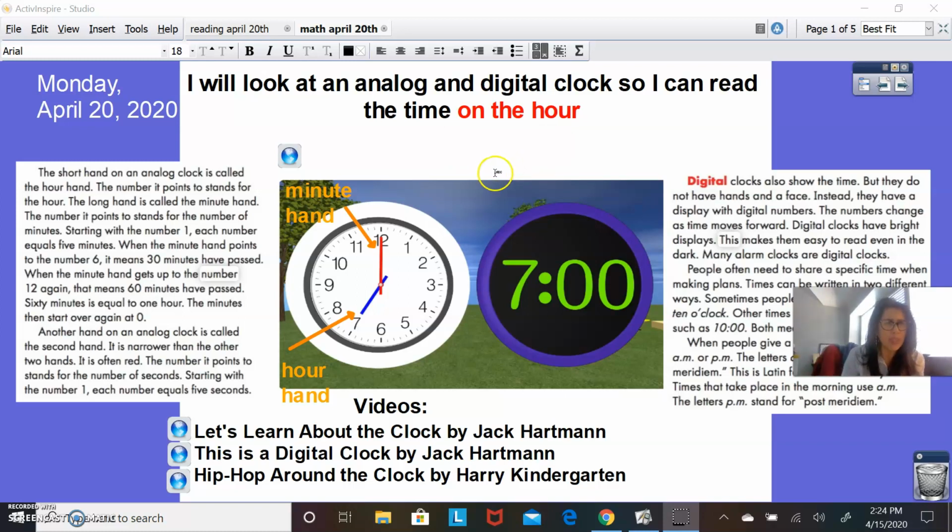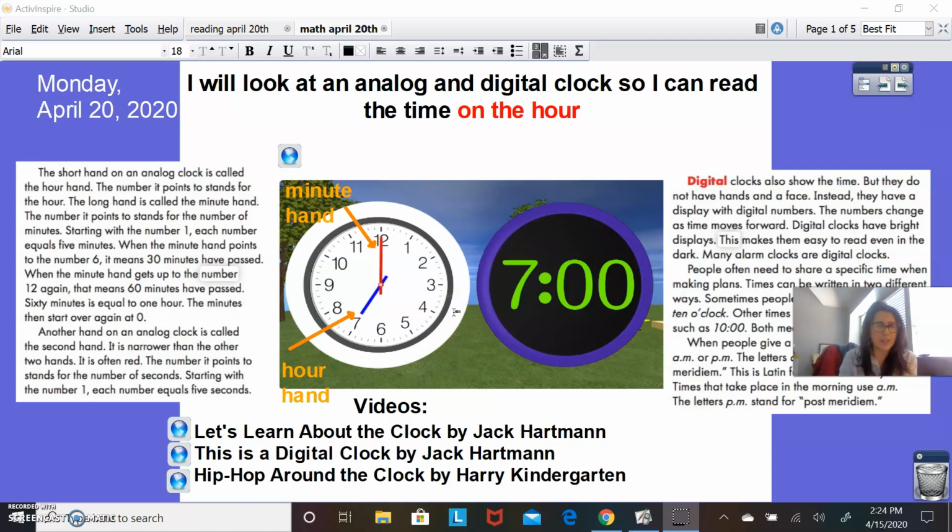So when the minute hand gets up to the number 12, and this is where the minute hand is right now, that means 60 minutes have passed. 60 minutes equals 1 hour. The minutes then start again over at 0. It starts at 0, then at 5, 10, and so on. And like I said, we'll discuss that more in our next lesson.